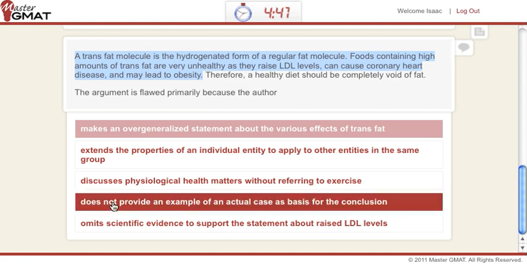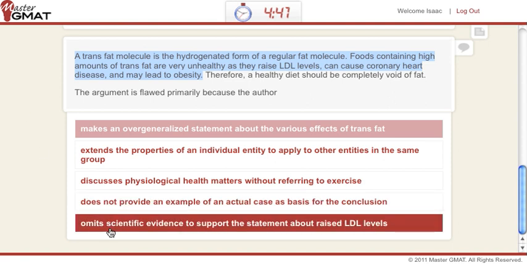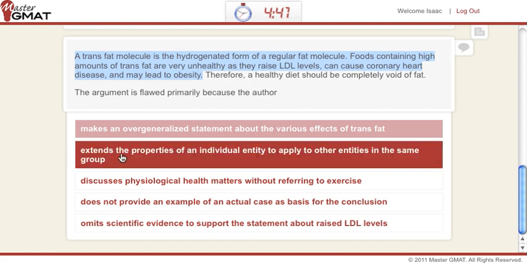It's not a flaw. And E omits scientific evidence to support the statement about raised LDL levels. Again, we are not omitting anything over here. We don't need scientific evidence in order to make a clear logical argument. So that's not a flaw either. Therefore, we go back to B over here, and this is by far the clearest flaw.